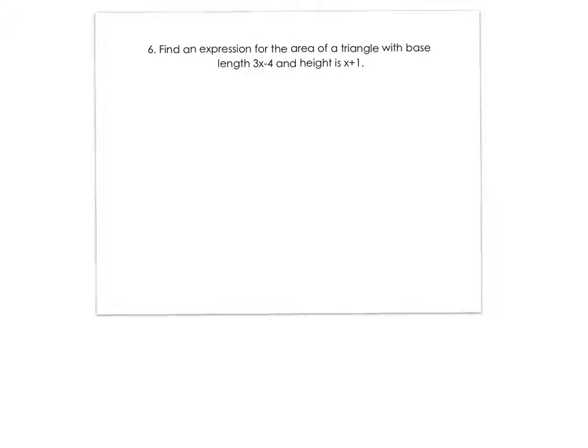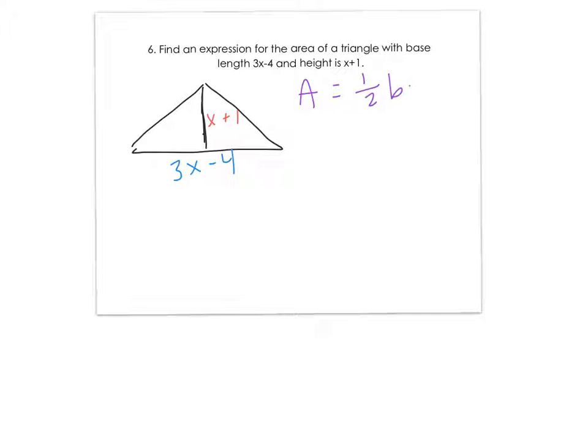Number 6, find an expression for the area of a triangle with base length 3x minus 4 and the height is x plus 1. So I'm going to draw my triangle here. Triangle. I know my height here, if I draw in the height, that is x plus 1. And I know my base is 3x minus 4. Now, if you can recall, the formula for area of a triangle is 1/2 my base times my height. So my area here, if I plug in the information I know, equals 1/2 my base times my height.